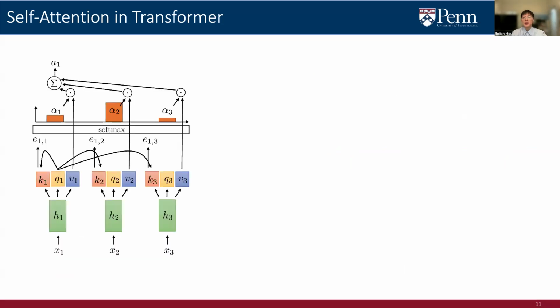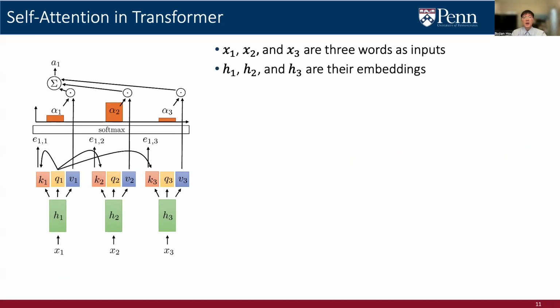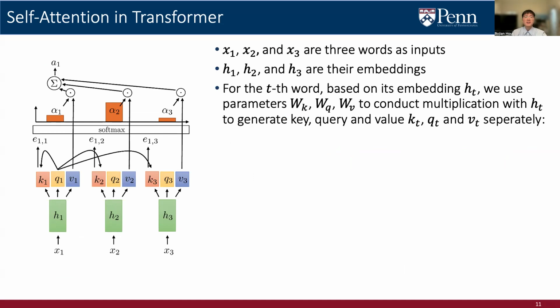Let's go over the whole process again. The figure on the left-hand side is a complete illustration of the self-attention calculation for the first word. X1, X2, and X3 are three words as input. H1, H2, and H3 are their embeddings. For the t-th word, based on its embedding Ht, we use parameters WK, WQ, WV to conduct multiplication with Ht to generate key, query, and value separately.